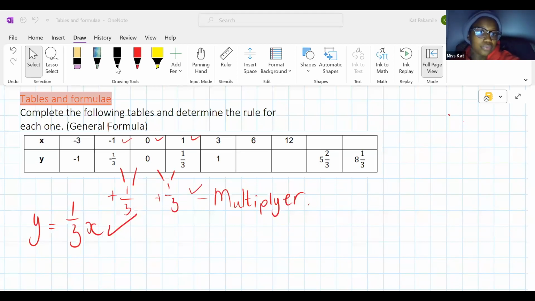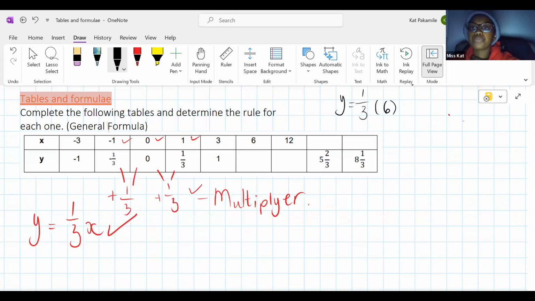Okay. So where do I substitute it? You substitute it into the x. There we go, because it's our input. So y is equal to? Y is equal to a third times 6. And when we put that into our calculator, we get 2. Beautiful. So when you input 6, your output is 2.